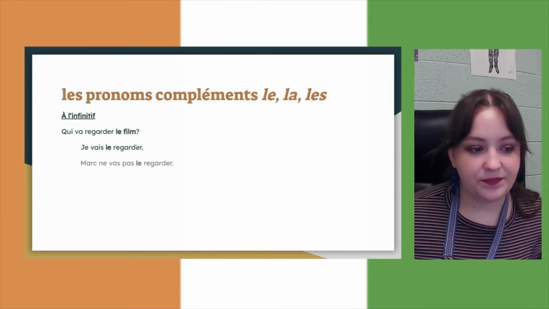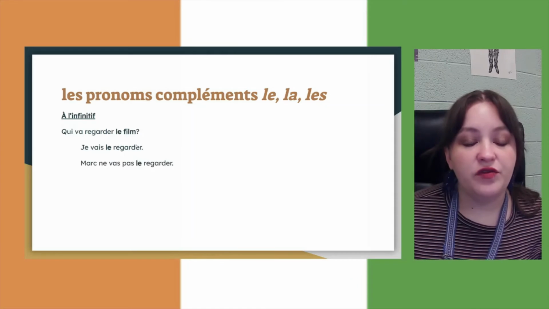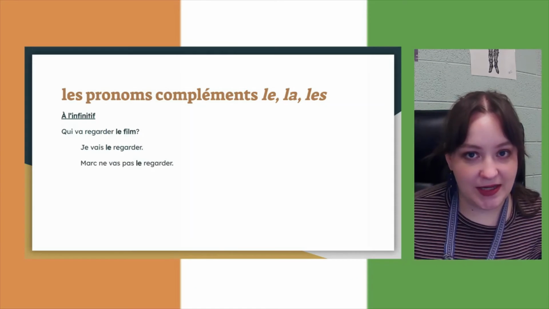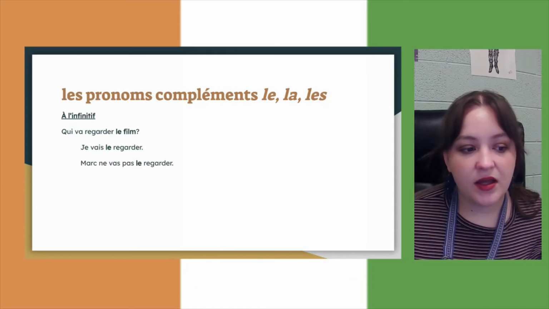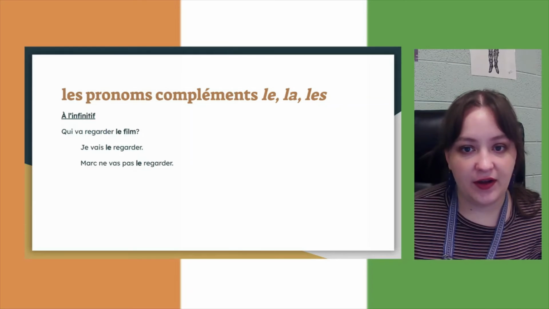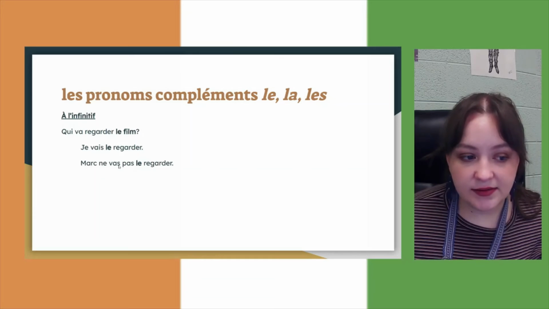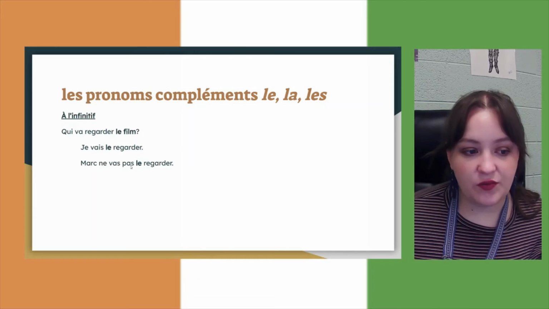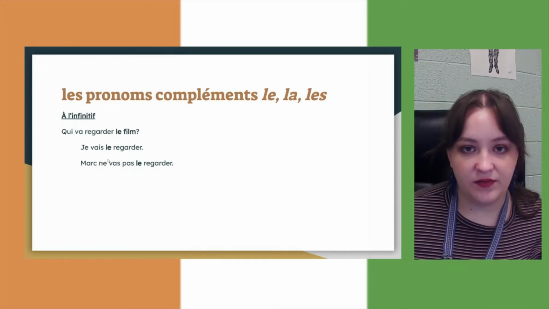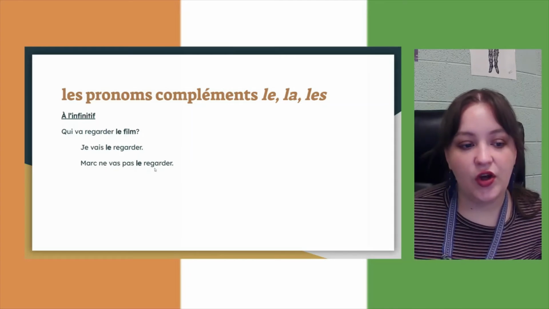Okay? Marc ne va pas le regarder. Okay, Marc is not going, right? Ne pas around va, around the conjugated form of aller. Le regarder, object pronoun in front of the infinitive.